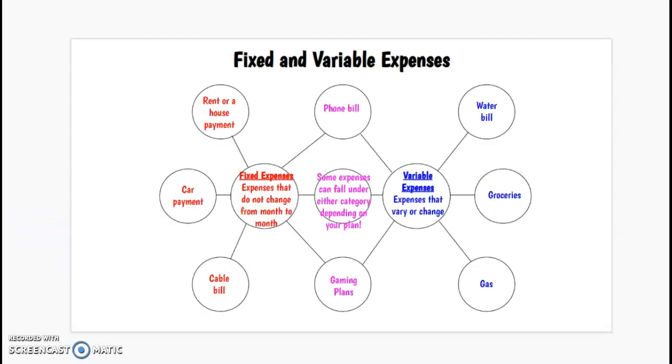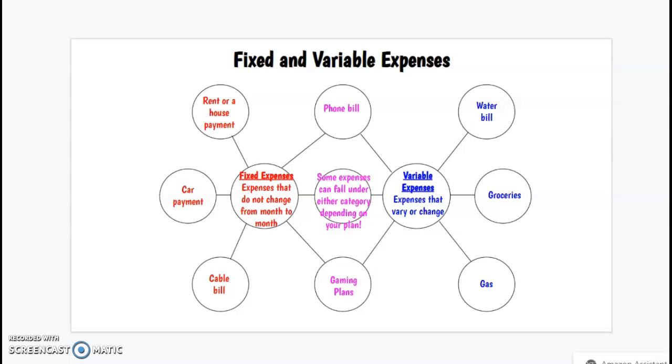So what are fixed and variable expenses? Fixed expenses do not change from month to month, and variable expenses change. So fixed are things like rent or a house payment, a car payment, or a cable bill. Those are ones where you decide up front how much you're going to pay for it, and it's always the same and never changes.